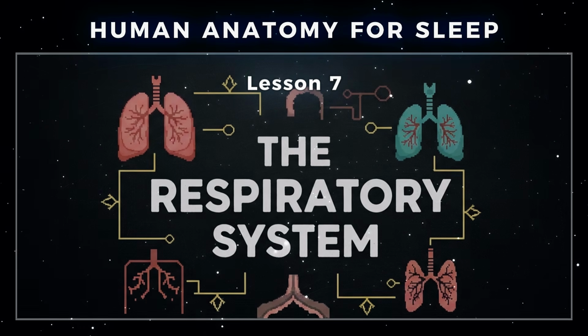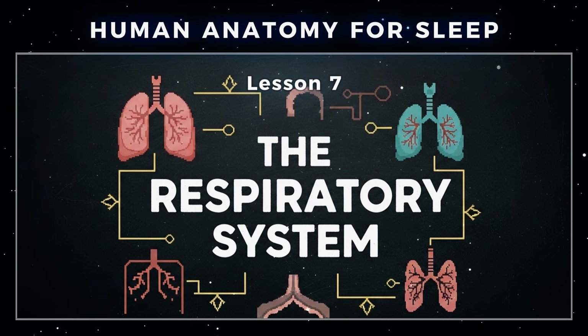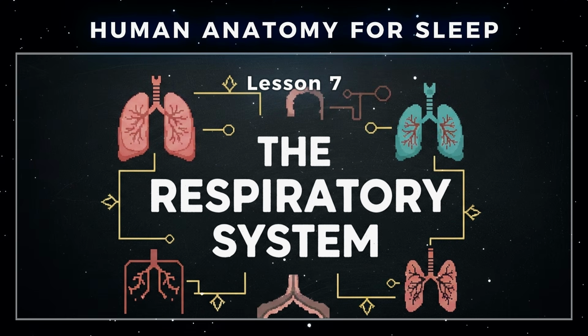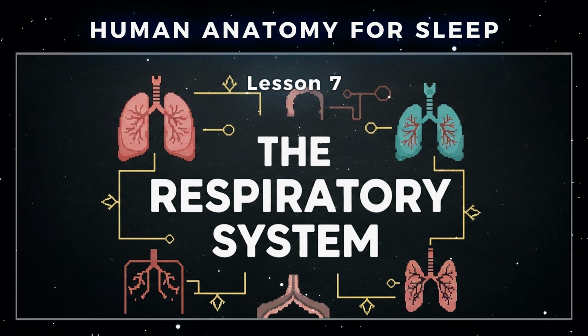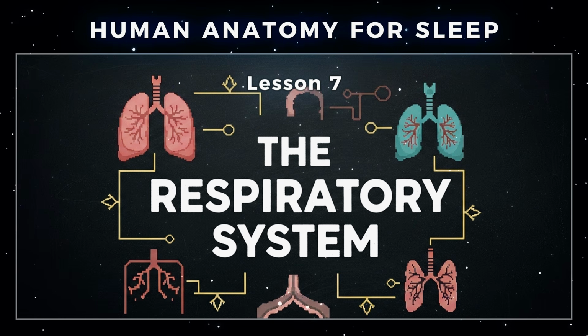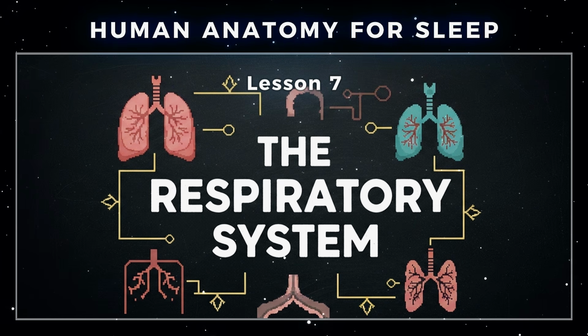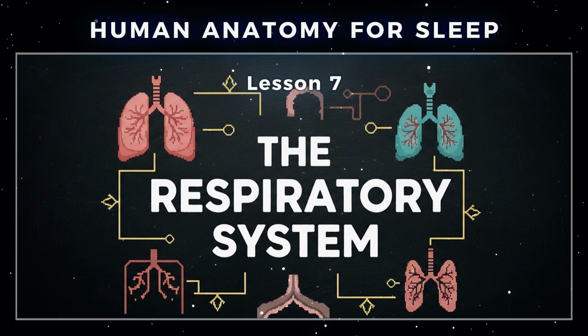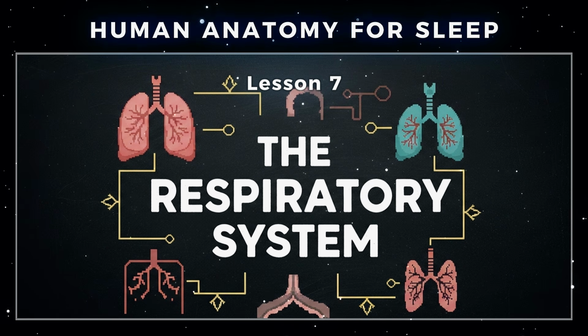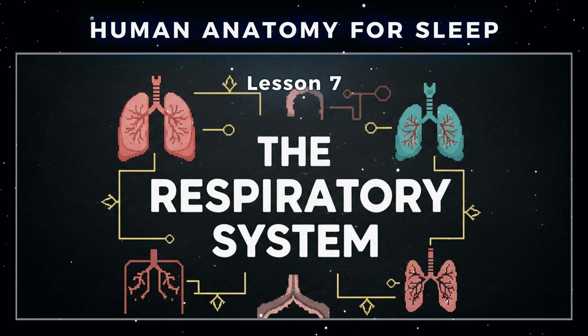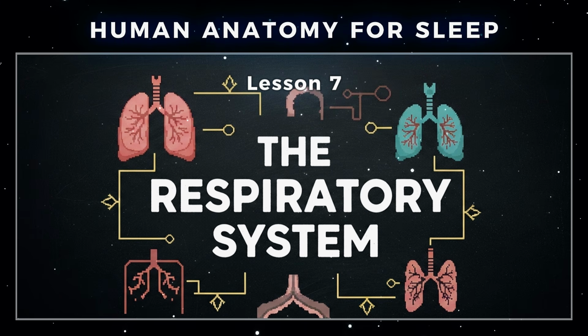Lesson 7, the respiratory system. In our last session together, we traced the winding, warm rivers of the cardiovascular system. We followed a single, weary red blood cell as it returned from its long journey through your body, completely depleted of oxygen and carrying the heavy burden of cellular waste.